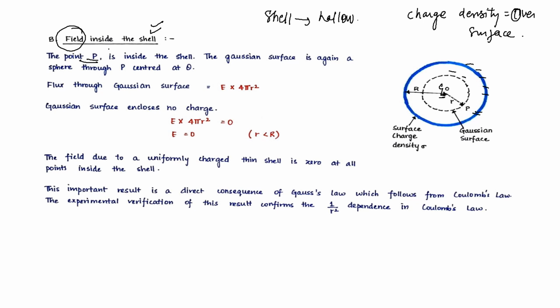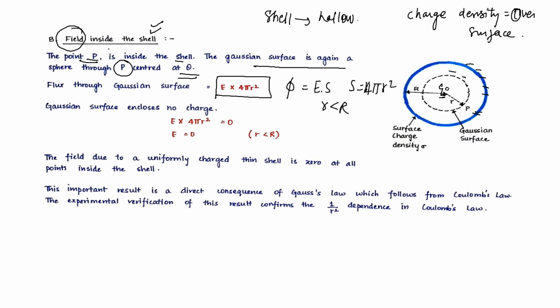The point P is inside the shell. The Gaussian surface is again a sphere through P centered at O. Flux through the Gaussian surface is again the same, E cross 4 pi r square. What is flux? Flux is E into S, where S equals 4 pi r square. Here r is smaller than capital R. In the previous case, small r was bigger than capital R.